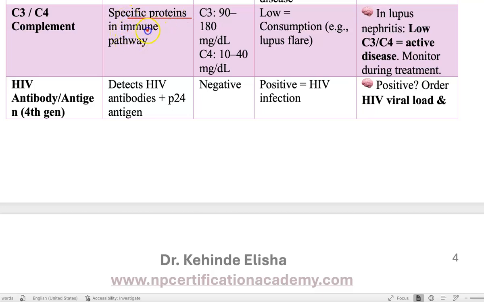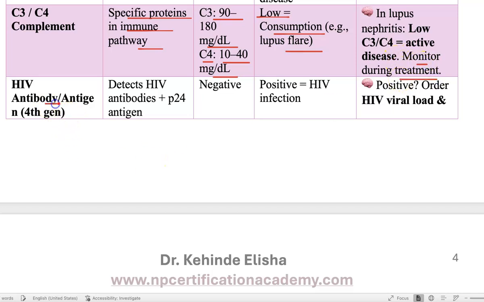Okay. Now, specific proteins in immune pathway. C3 90 to 180 milligram per dL, C4 10 to 40 milligram per dL. Now, that is what we want. If it is low, we know it's consumption, which means that they have lupus flare. This is not a very, very common test, but it's still good to be familiar with all of these tests though. So in lupus and nephritis, we see low C3 and C4, active disease monitored during treatment.